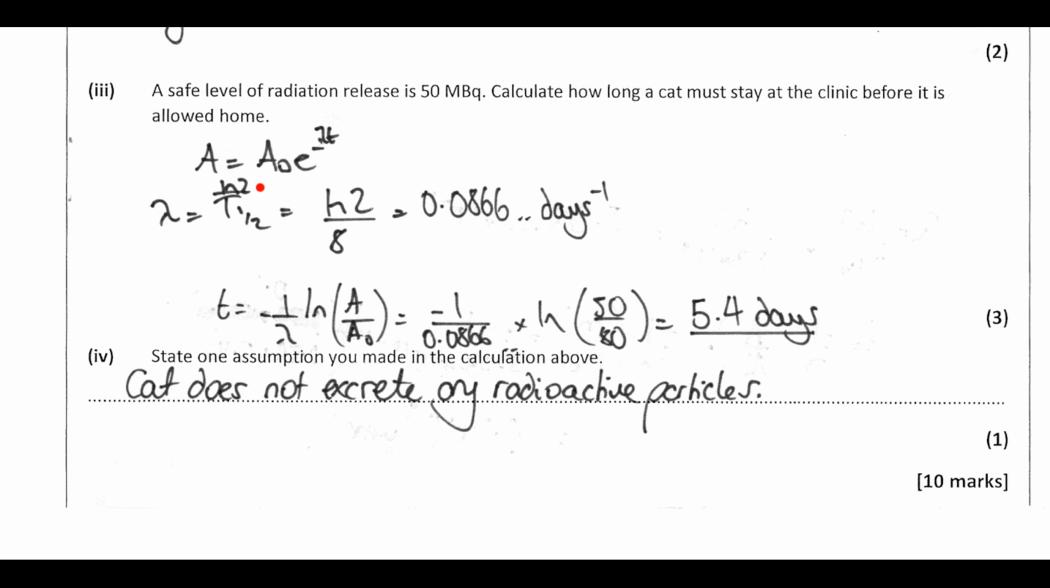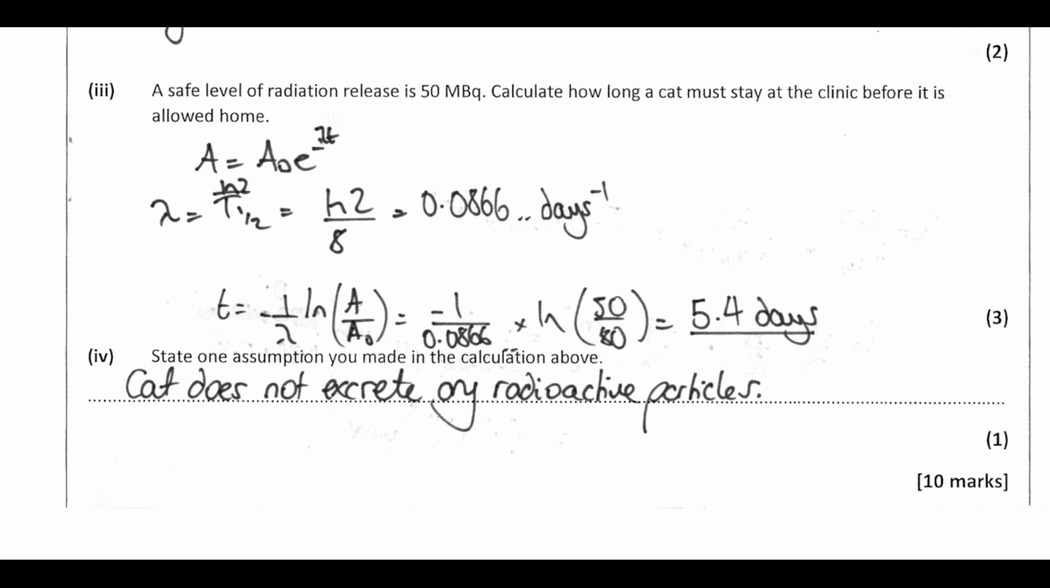Decay constant is the natural logarithm of 2 divided by the half-life in whatever unit you like. So I've stuck to it being in days. So I've calculated a decay constant in the reciprocal of days. Once I've done that, I rearrange the equation at the top. So I've taken A0 to the side, I've taken the natural logarithm, and then divided by minus the decay constant to give the overall time, and then because the decay constant was in days to the -1, that gives us the time in days.